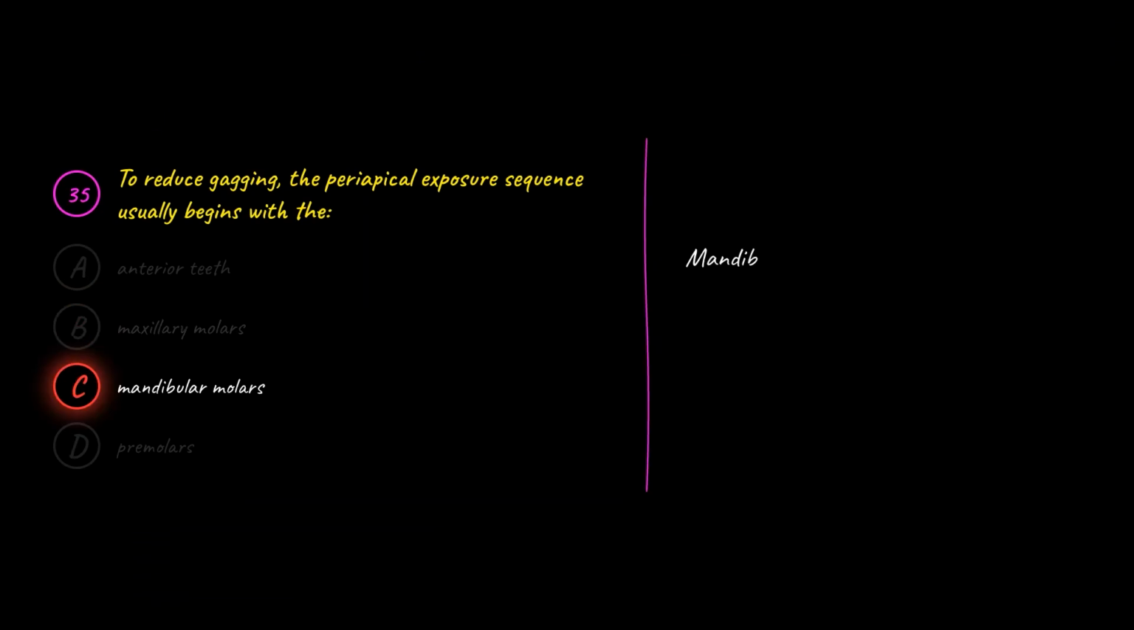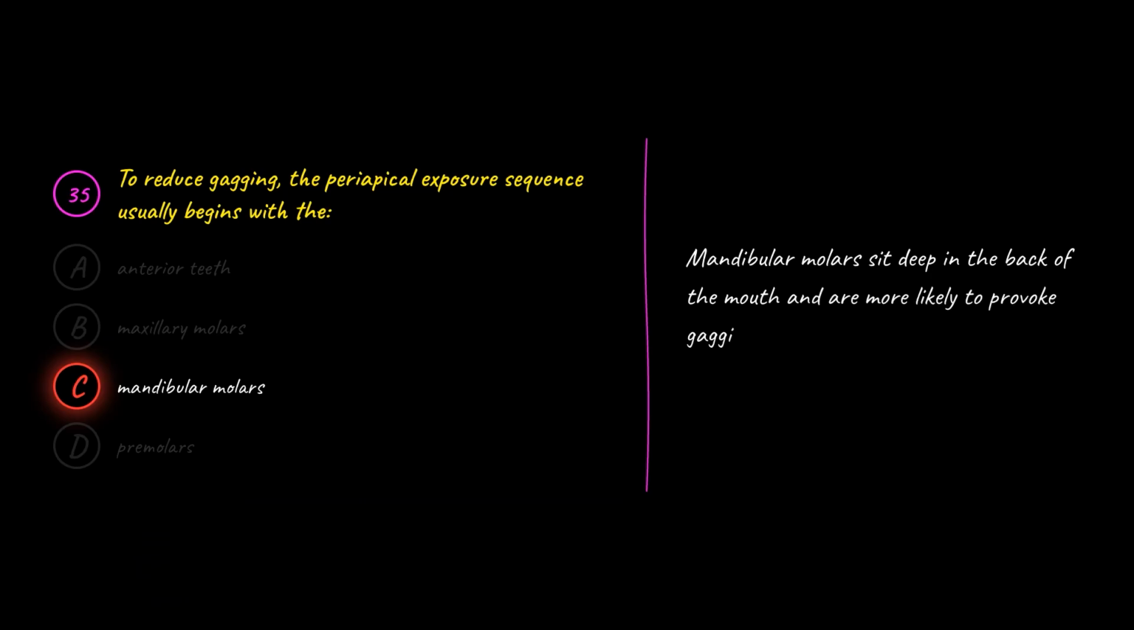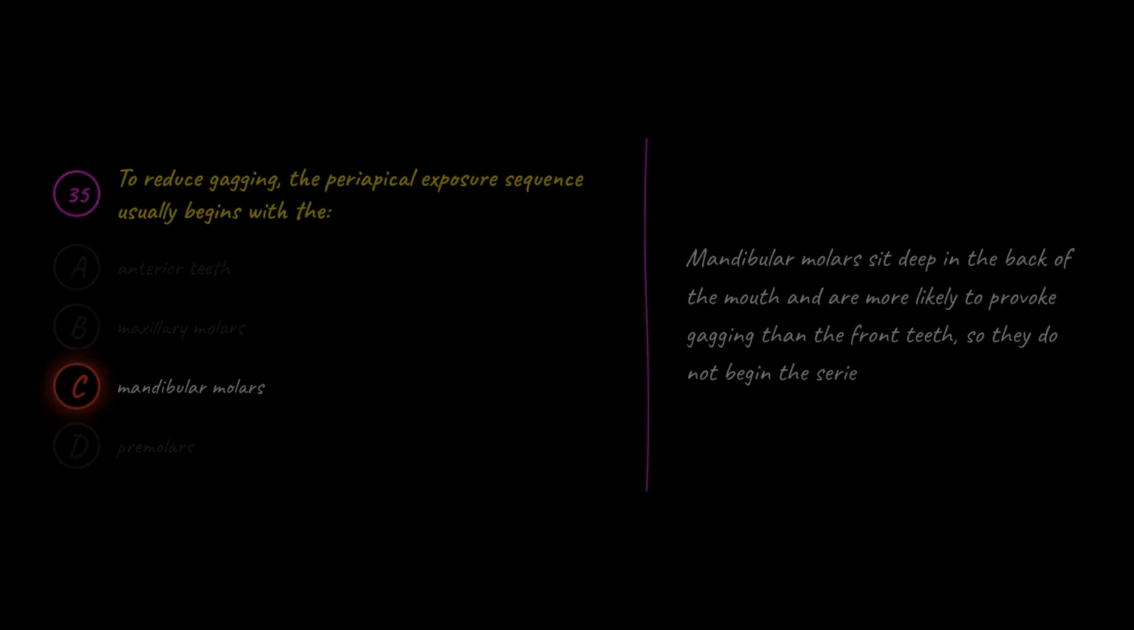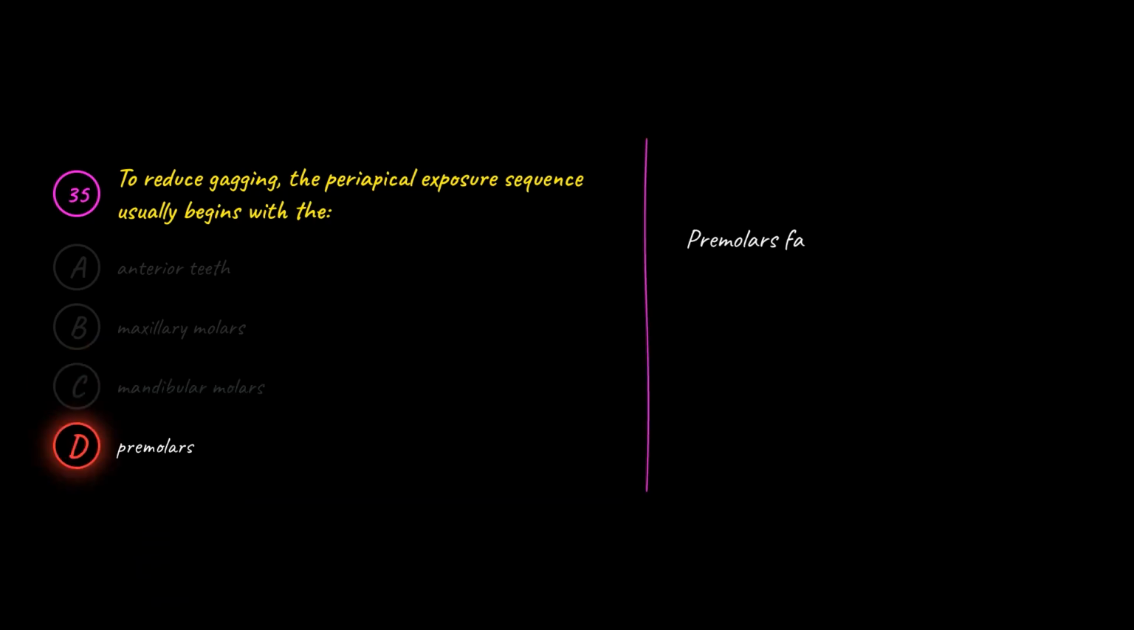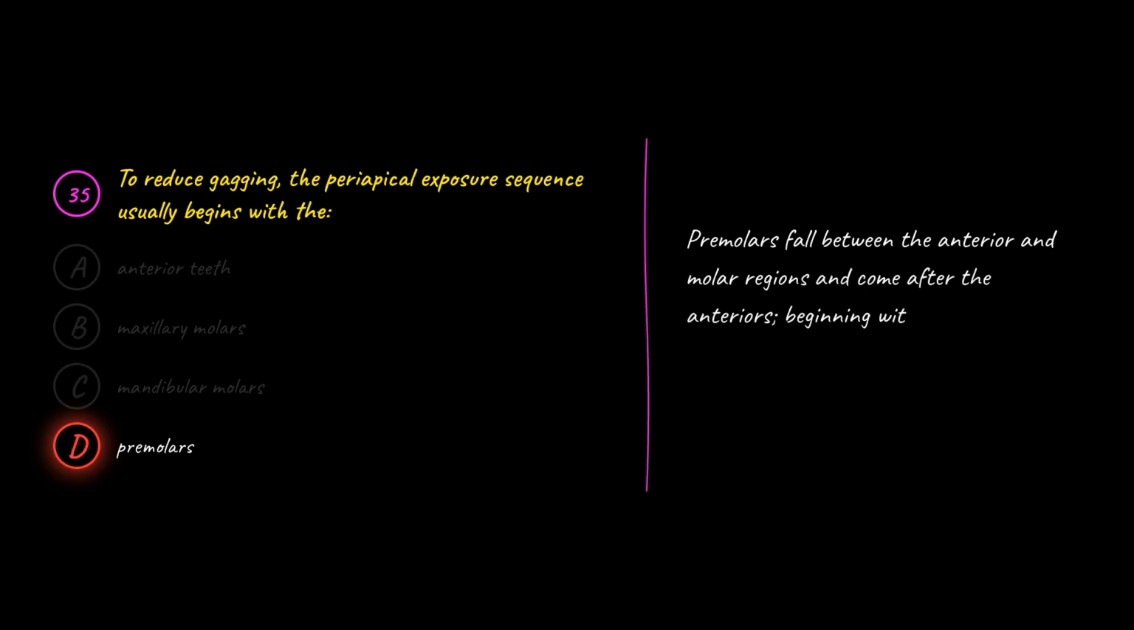C is wrong because mandibular molars sit deep in the back of the mouth and are more likely to provoke gagging than the front teeth. So they do not begin the series. D is wrong because premolars fall between the anterior and molar regions and come after the anteriors. Beginning with them skips the gentler anterior start that reduces gagging.